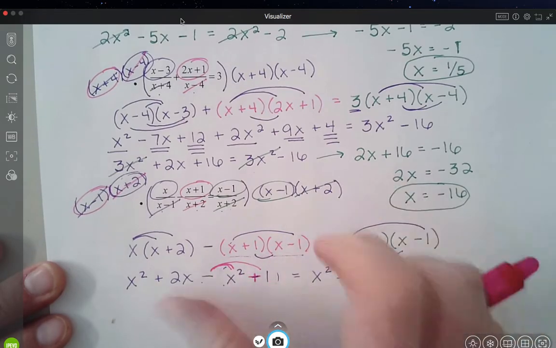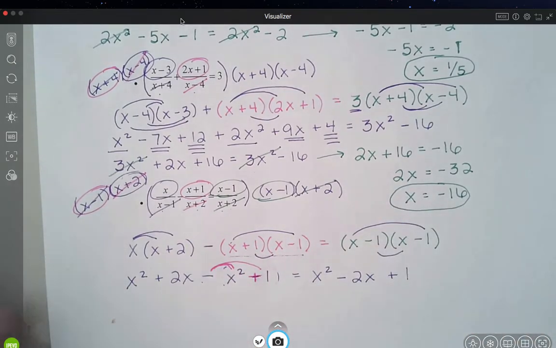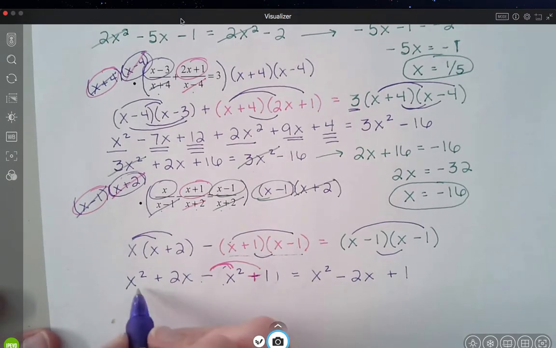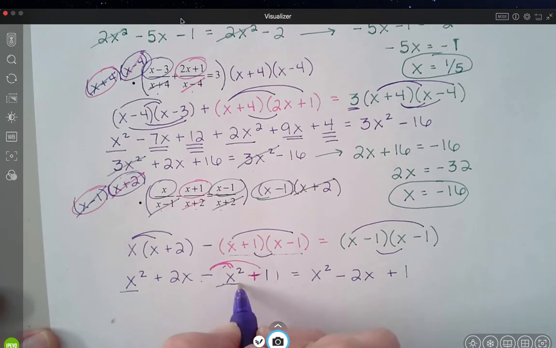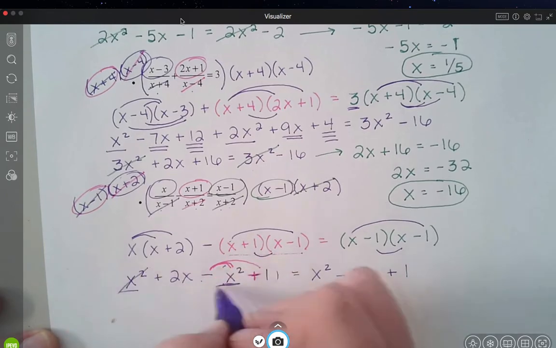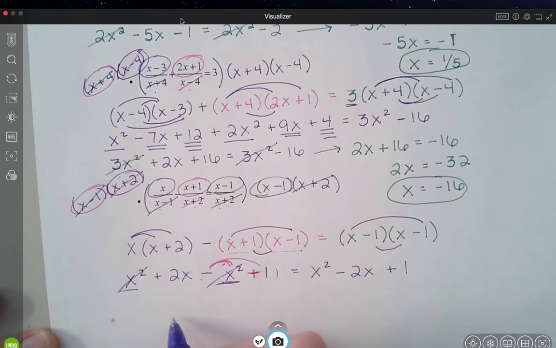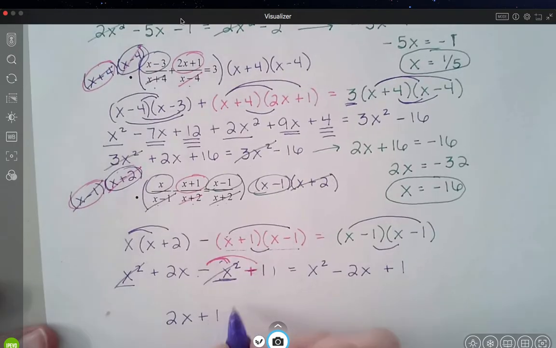Getting rid of my parentheses there. So when I combine my like terms this time, I end up with x squared minus x squared. So those cancel themselves out. So now I have 2x plus 1 equals, now this side still has an x squared in it.